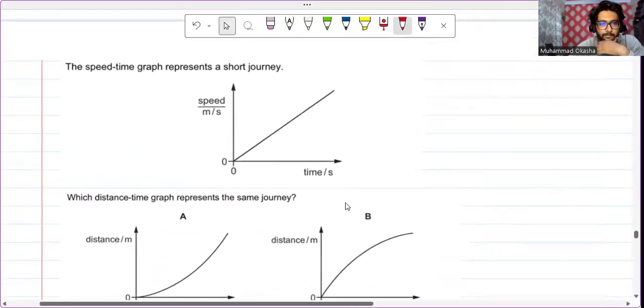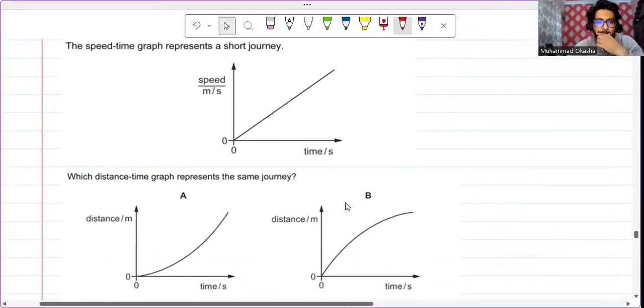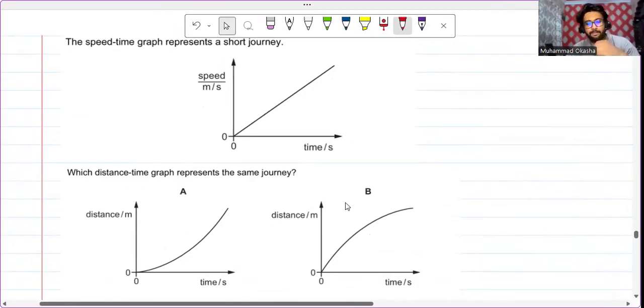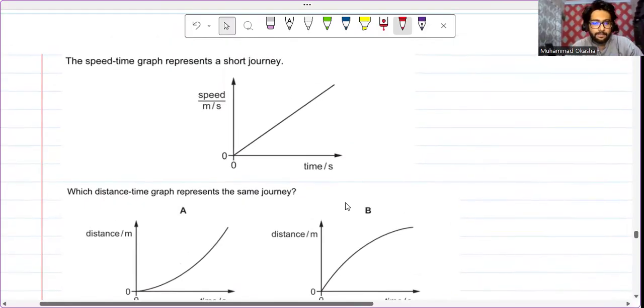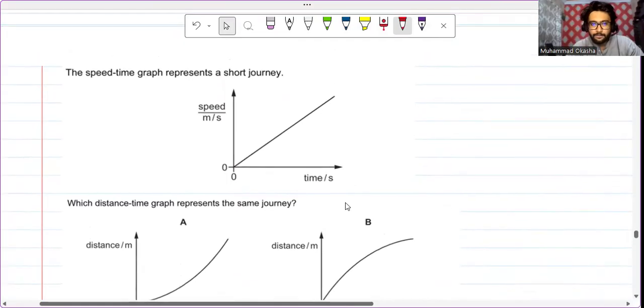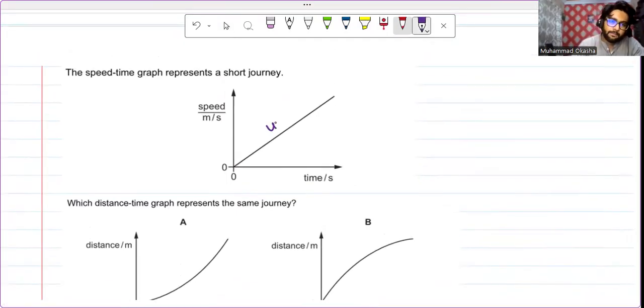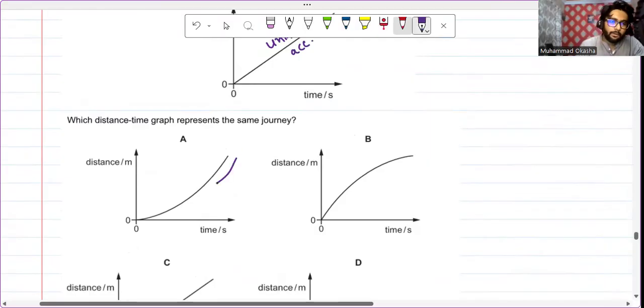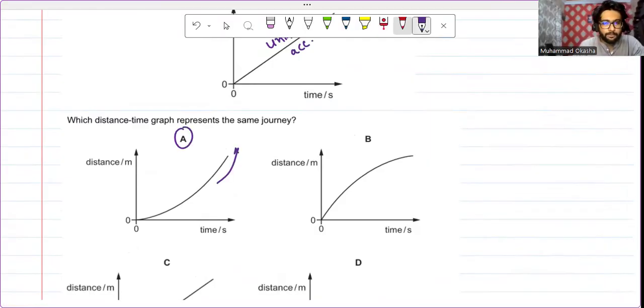Next, the speed time graph represents a short journey. What distance time graph represents the same journey? I think for this, you can simply refer to the graph that I've just showed you. This represents uniform acceleration, right? And all the accelerations on the distance time graph are going vertically upwards. So A would be your answer.